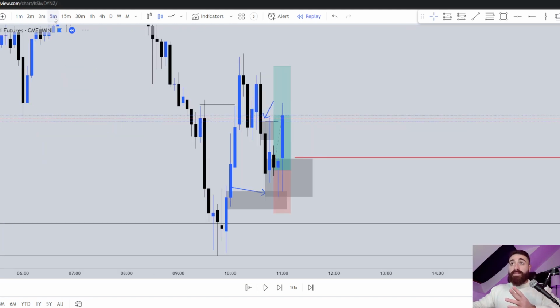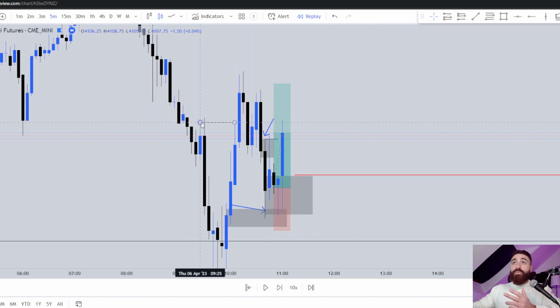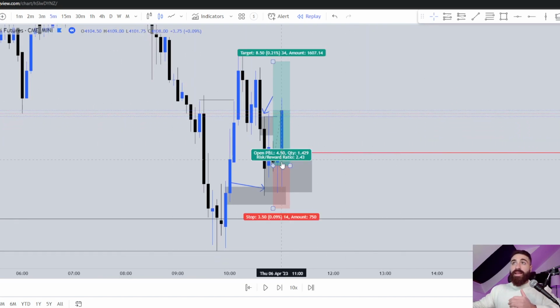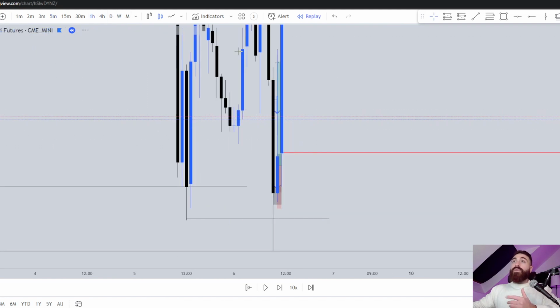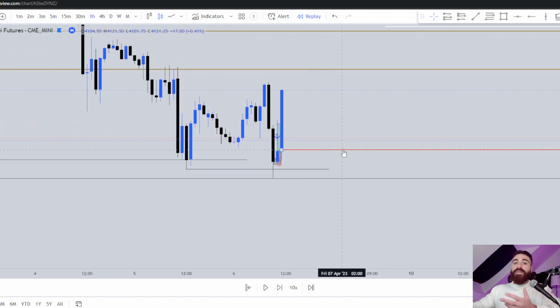And what's better is to go to the 5 minutes, because this is where my bias came from when we broke the structure. And then after I see this, I can go to the 1 hour. Why? Because the whole idea came from the 1 hour. This will help you so much when you don't stick to the lower time frames. Just put your trade and leave it.